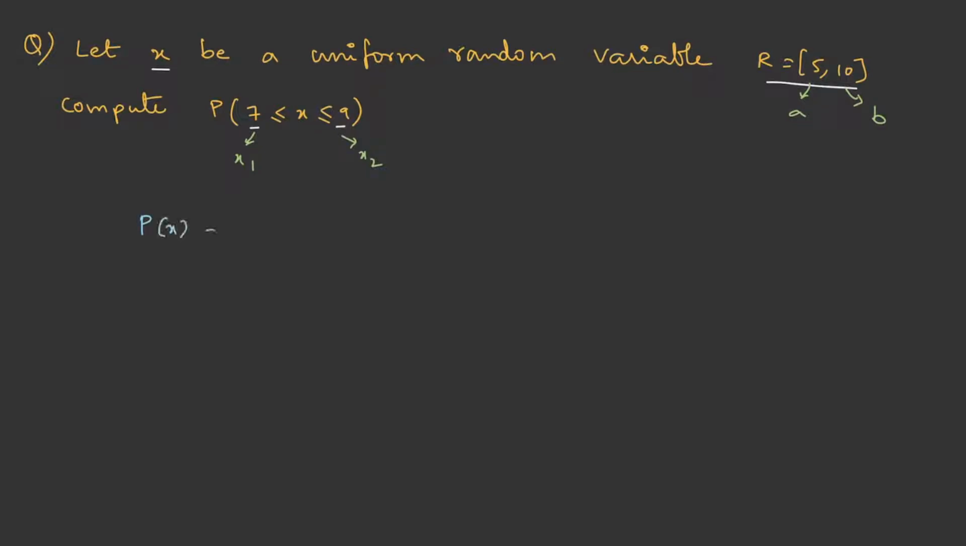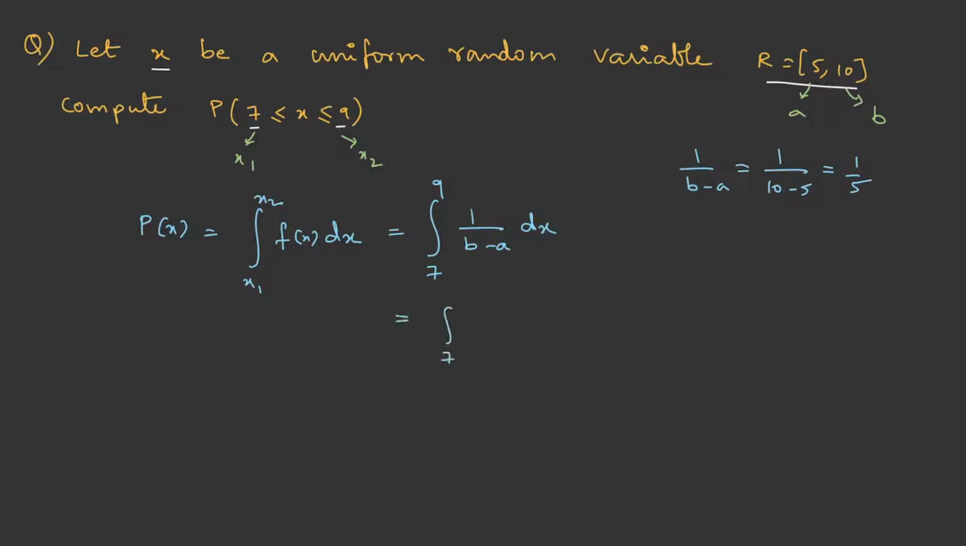Probability of x is the integral of f of x dx, where x extends from x1 to x2. Therefore I can write this as the integral from 7 to 9 of f of x, which is 1 by b minus a, into dx. We already know b minus a, so let's calculate this. 1 by b minus a is 1 by 10 minus 5, that's 1 by 5. So if I substitute this, integral 7 to 9, 1 by 5 dx. Because it's a constant we can take it out, so 1 by 5 integral 7 to 9 dx.